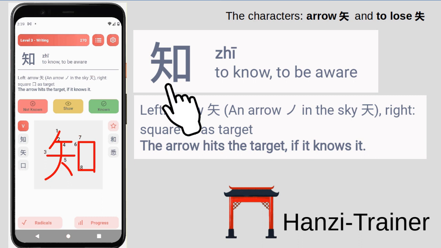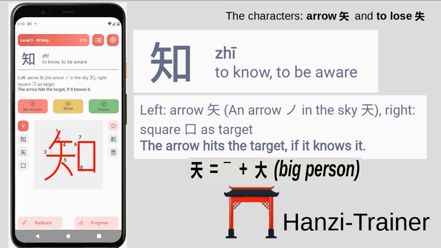This character shows at the left an arrow and at the right a mouth, which here, however, is understood simply as a square or a target. The explanation further gives me a hint how to memorize the component of arrow. Namely, an arrow flies in the sky. The short stroke at the upper left actually resembles the arrow, and the rest is sky or heaven.